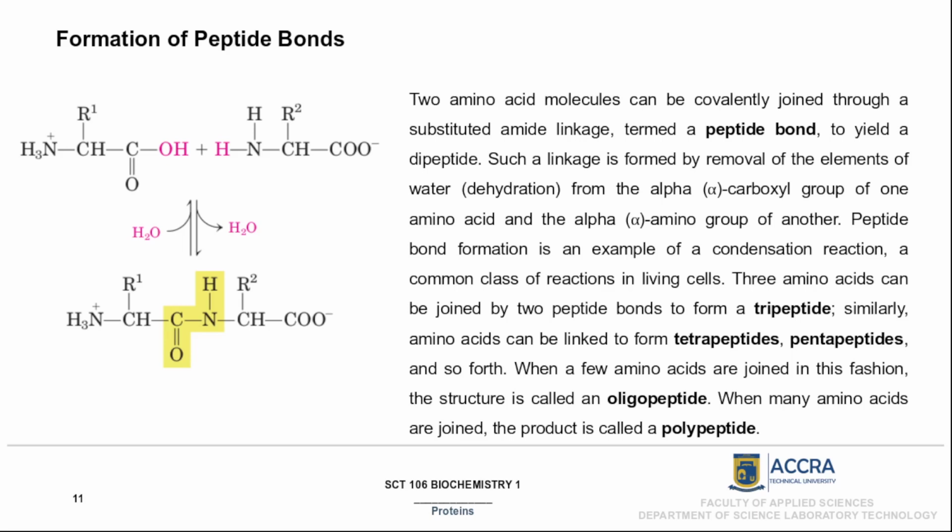Now, two amino acid molecules can be covalently joined through a substituted amide linkage termed a peptide bond to yield a dipeptide.